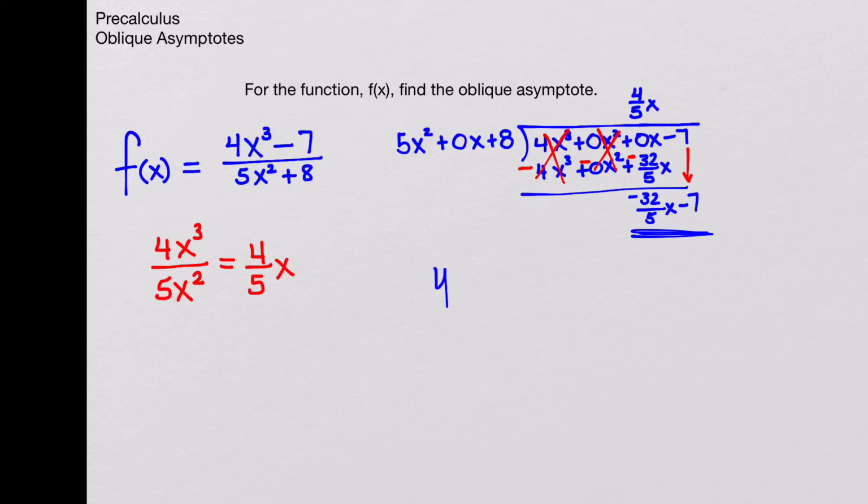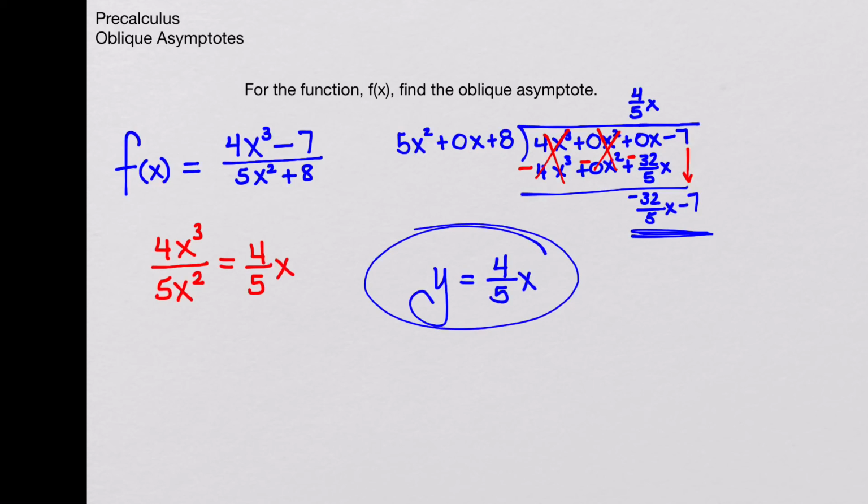So my oblique asymptote is y equals 4/5 x. And that's my final answer.